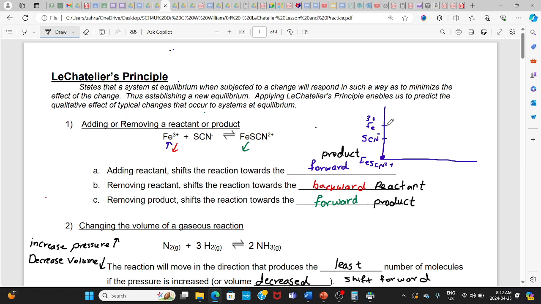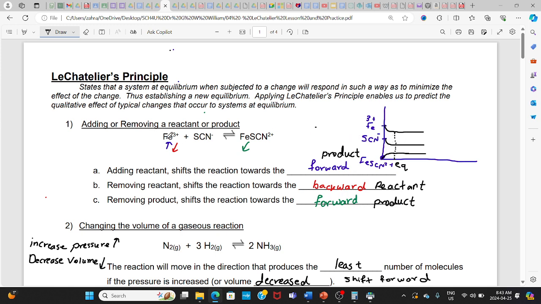So what happens? The reaction starts, so Fe goes down and becomes constant, right? Also SCN goes down and then becomes constant. At this point, when it becomes constant, the equilibrium is established. And then what happens to the product? The product goes up and becomes constant at equilibrium. So this is what's happening.